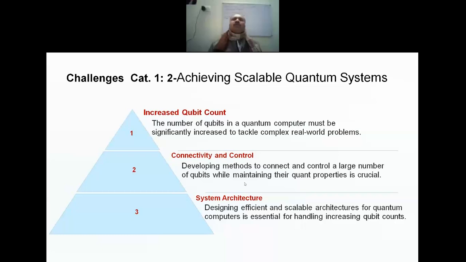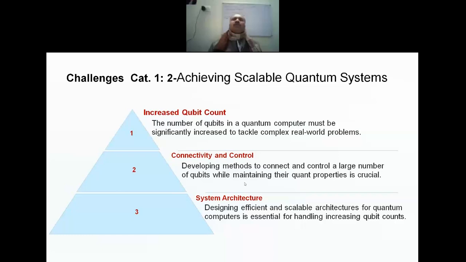Second, connectivity and control: how to develop a method to connect and control a large number of qubits. When we are working with 2 or 3 qubits, it is not a very big problem, but when we are going to utilize n number of qubits, 24 qubits, 132 qubits, it is very difficult to maintain the connection and control between these qubits. These connectivity problems affect the scalability of quantum systems.